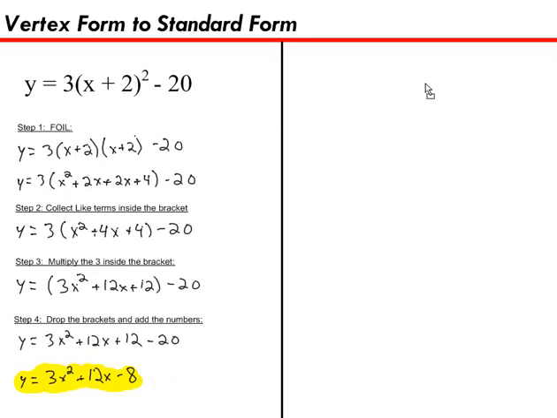Okay, now it's your turn. I'll give you a vertex form quadratic equation that looks like this: y equals 2 times (x + 2) squared minus 15. Let's see, using the steps on the left, if you can put that into standard form. And I'll post a solution when you're ready.